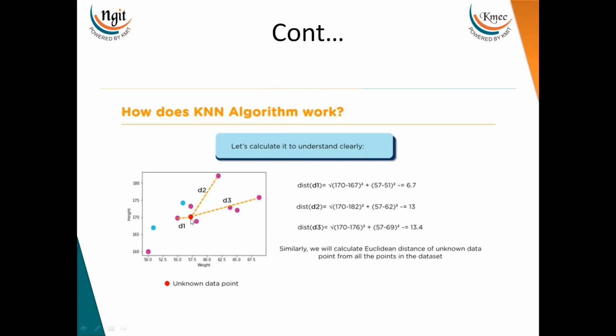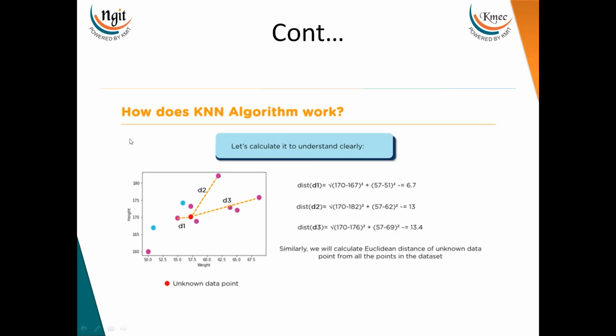My distance d1 is nothing but the distance from this point to this point. I have the value of this point and the value of this point, so I put the values into the formula, x minus a plus y minus b. I got the distance, which is 6.7. The same way I'll find the distance d2, and the same way d3.